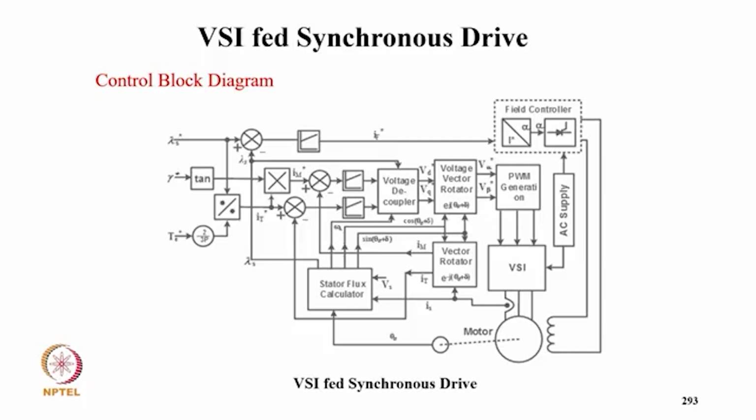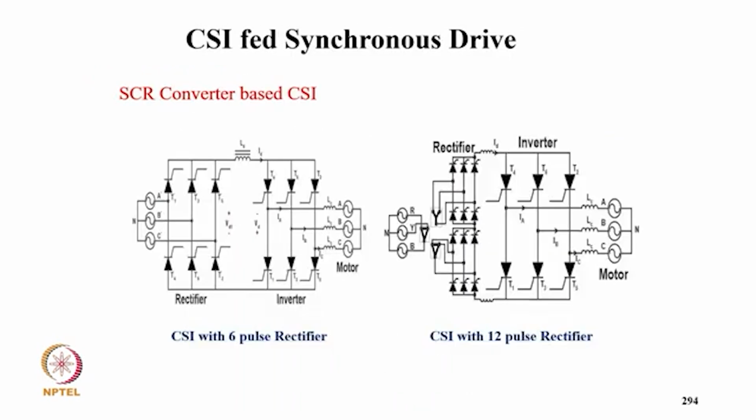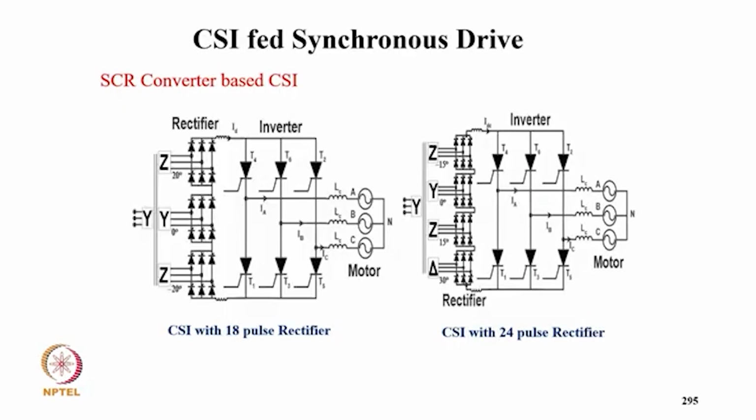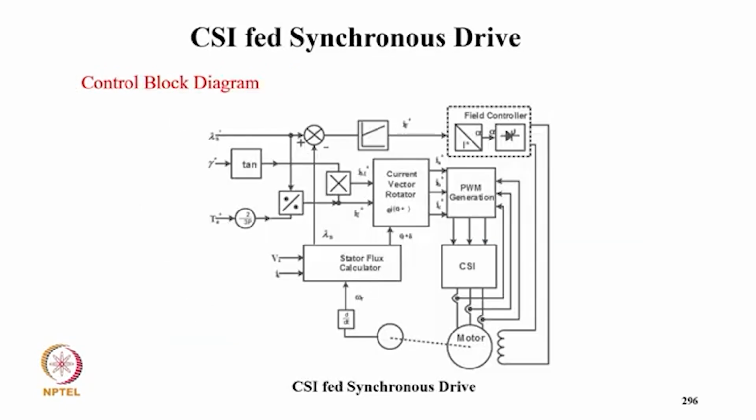This is a control block diagram, typically for the complete vector control drive, showing the different signals for lambda S, gamma, Q, and T star, from which you get a field reference current as well as your ID, IQ, and then you have a voltage controller in this VSI control converter. These are with a current source converter with a 6-pulse rectifier and a 12-pulse rectifier with current source inverter, and then you have an 18-pulse controlled rectifier with current source inverter, and a 24-pulse rectifier with current source inverter. And this is the CSI fed drive for vector control.